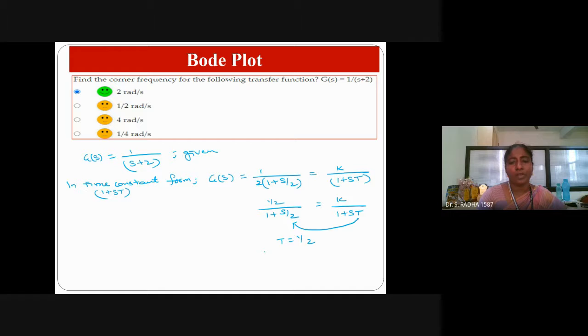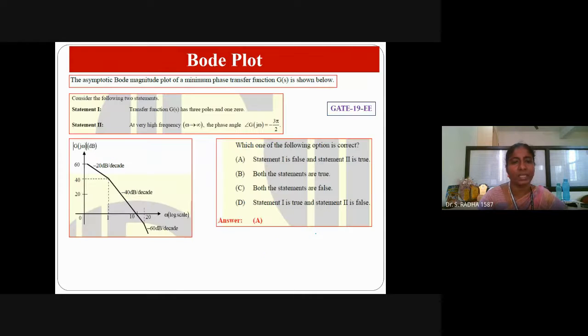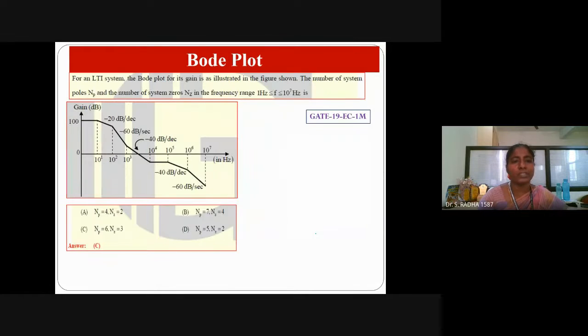1 by 2. Corner frequency is 1 by T. So it is 1 by 1 by 2. The value is 2 radians per second. So option A is the correct answer. Very simple. We have to remember to convert to time constant form, only then calculate the corner frequency. Now I will go with this problem.